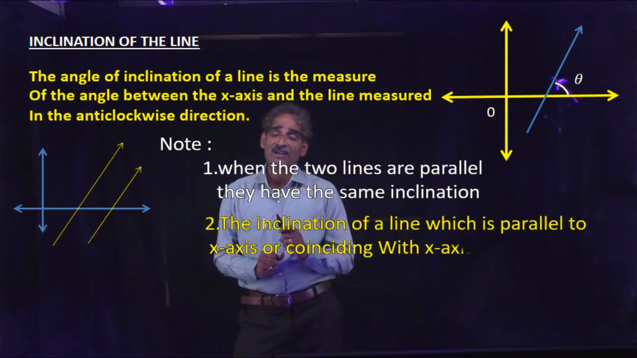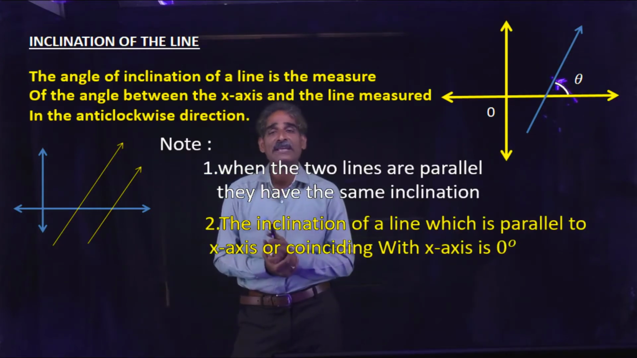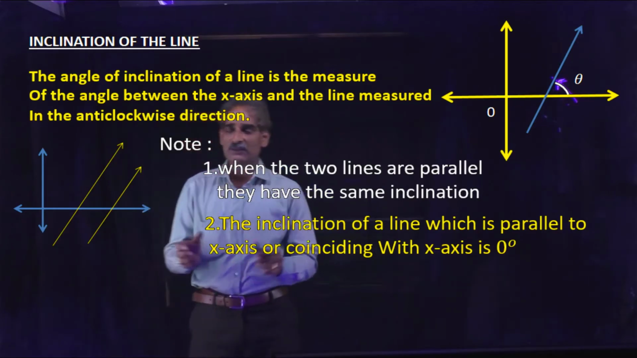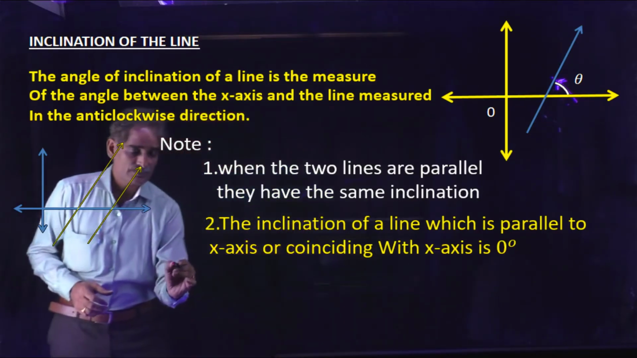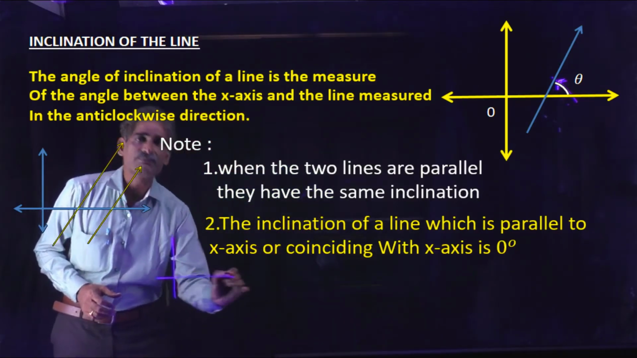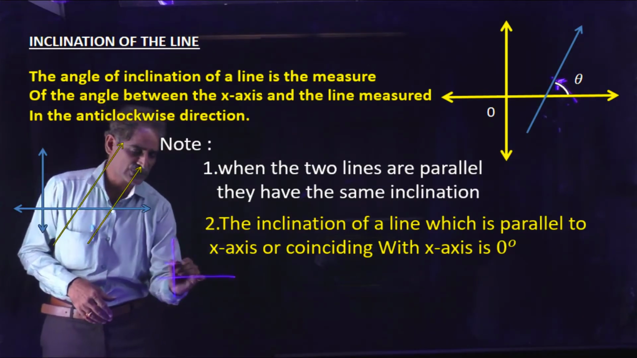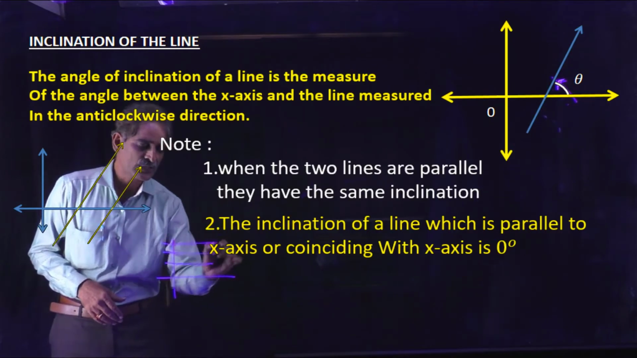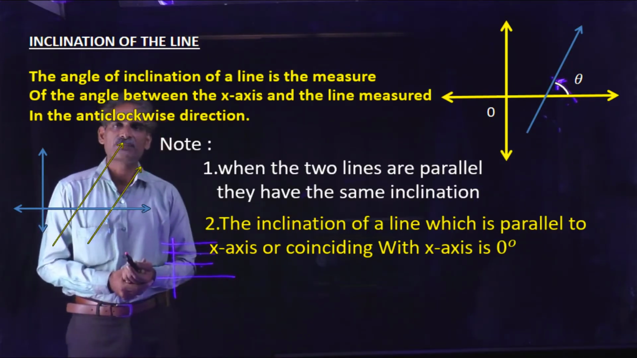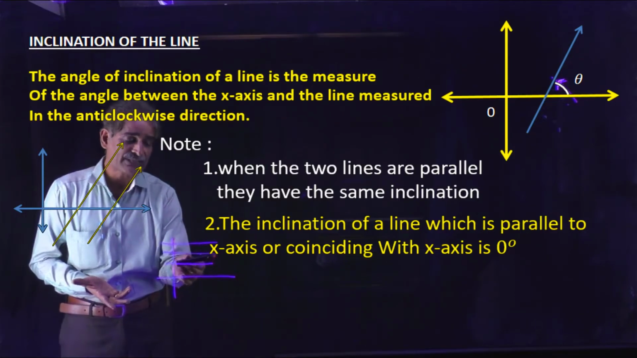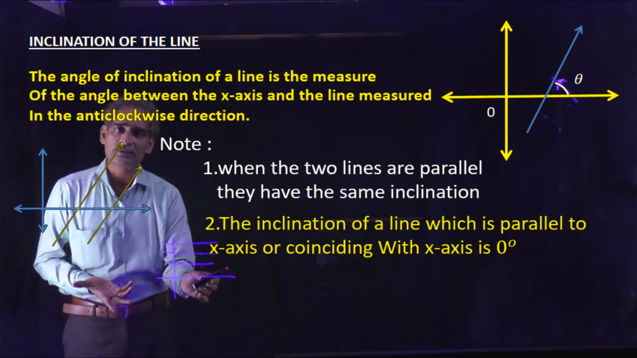The inclination of a line which is parallel to the x-axis. What is the inclination of a line parallel to x-axis? Just to observe that. Suppose this is the coordinate system. Here this is x-axis. If you take any line parallel to x-axis, suppose this is the line. These are the lines which are parallel to the x-axis. The inclination of these lines, that means the angle made by the line with the x-axis in anti-clockwise direction.